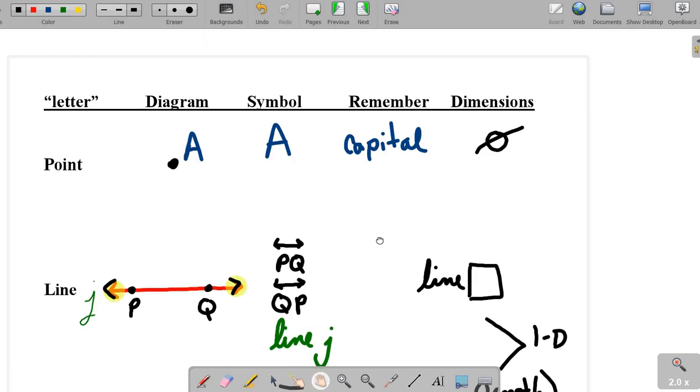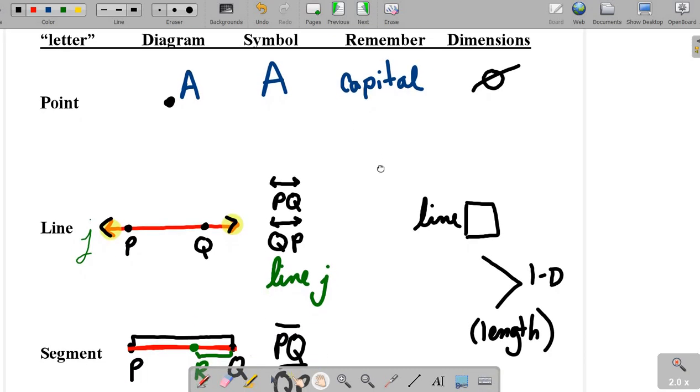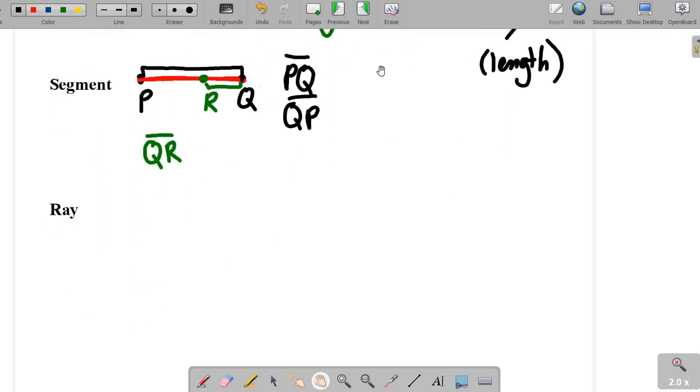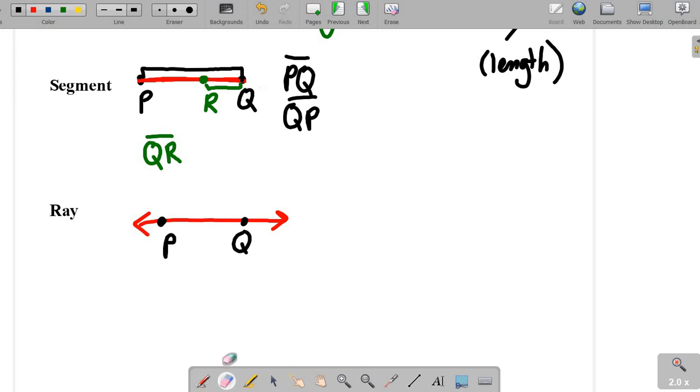Okay, so remember those headings: diagram, symbol, and don't forget dimensions. A ray is also a portion of a line. If you start with a line, let's say I have my endpoints P and Q, and I just erase one of the directions, that would be a ray.